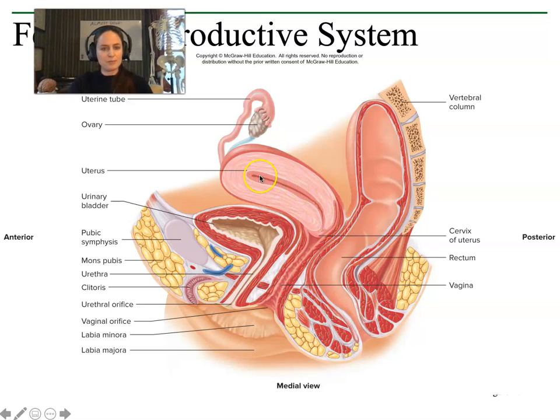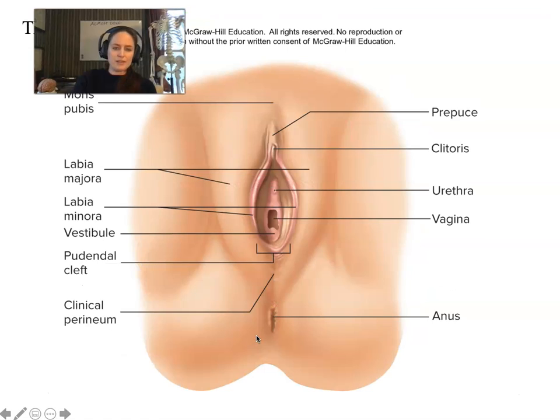uterus, and depending on if fertilization and implantation occurs, implantation would occur in the endometrium of the uterus. If not, menstruation occurs, we shed part of that uterine lining, and that leaves through the cervical os, that opening there, and is shed as menses to the external environment. We will go into some other details here.